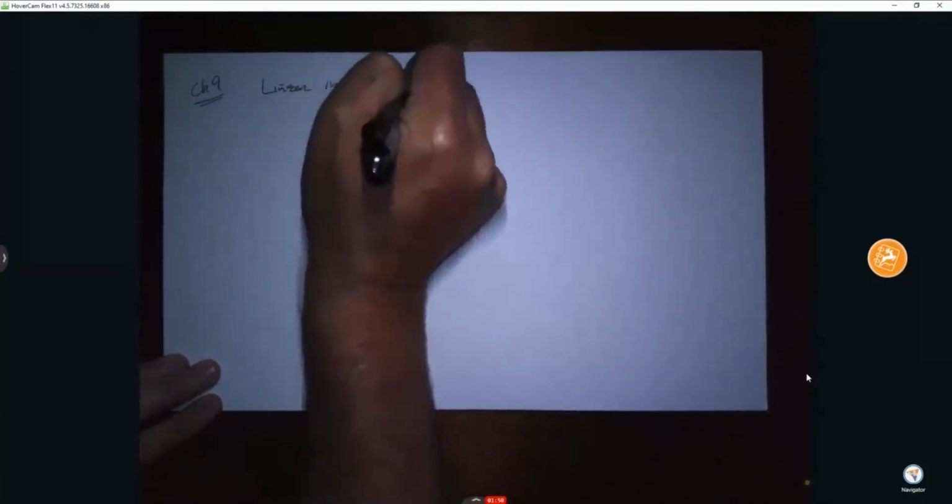So we're going to start in on a new chapter, and the topic of this particular chapter is linear momentum. Linear momentum is what Newton called the quantity of motion.